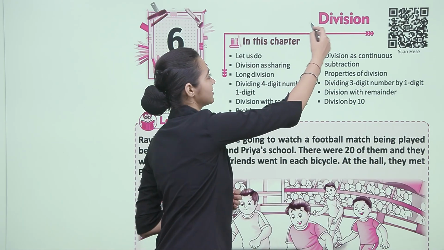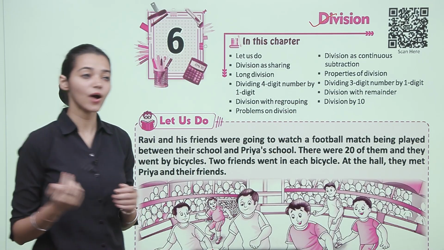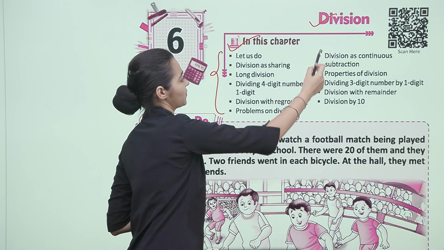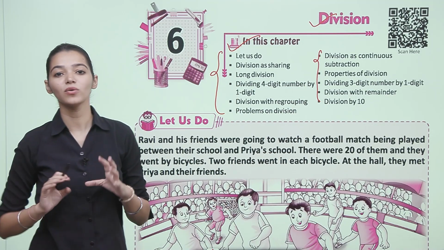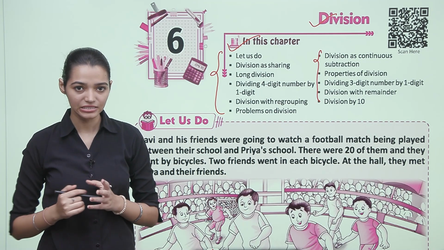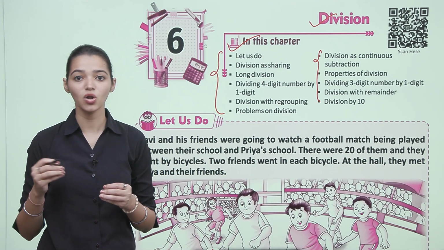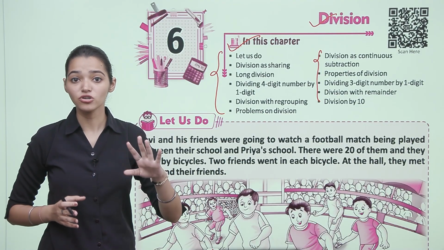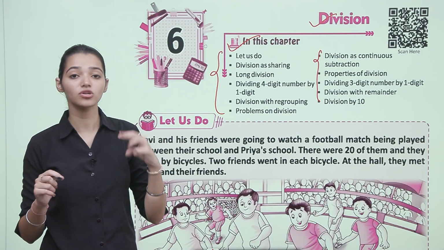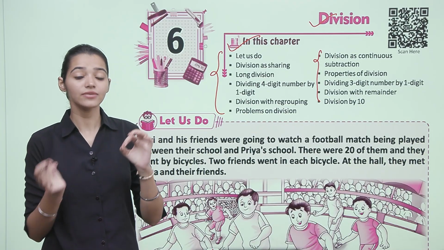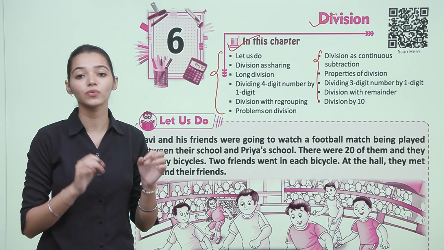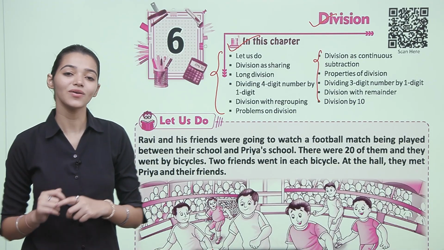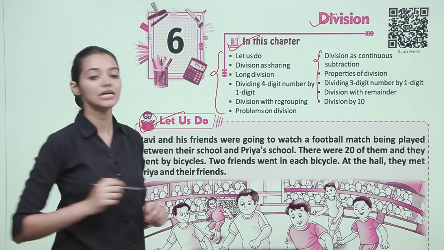Division. Now, in this chapter, we will learn about, let us do what we have done in the earlier classes. Then we will learn division as a sharing, long division, division as continuous subtraction, some properties of division, division of 4-digit number by 1 digit, division of 3-digit number by 1 digit, division with remainder, without remainder, with regrouping, and division by 10 and some problems on division. Now let's start with, let us do.